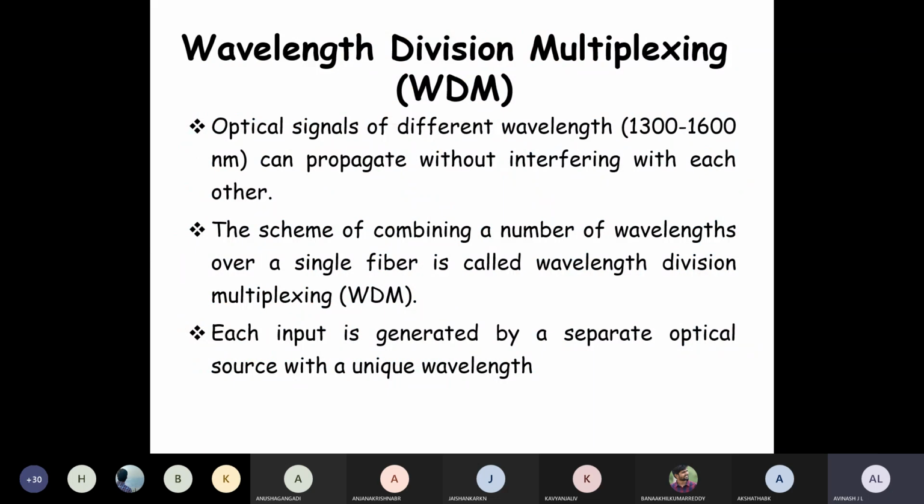We'll go to the first topic, that is WDM, wavelength division multiplexing. What is wavelength division multiplexing? You have studied time division multiplexing and frequency division multiplexing. These particular techniques you people have studied. Can anyone tell me what you mean by multiplexing?